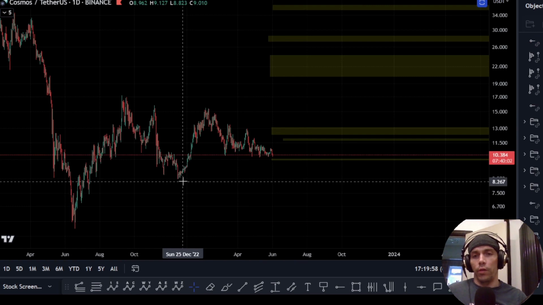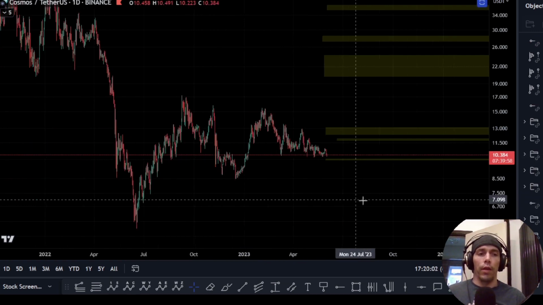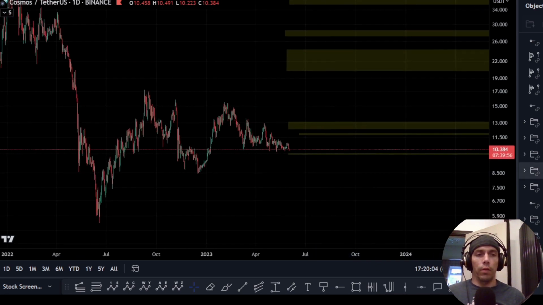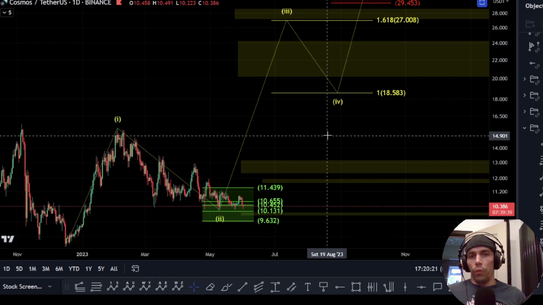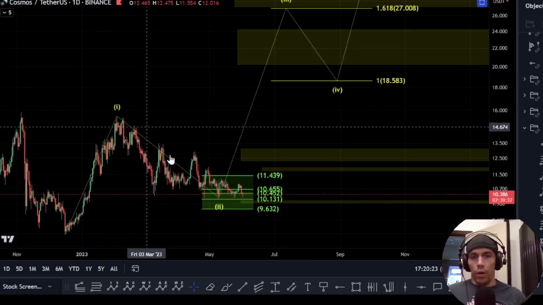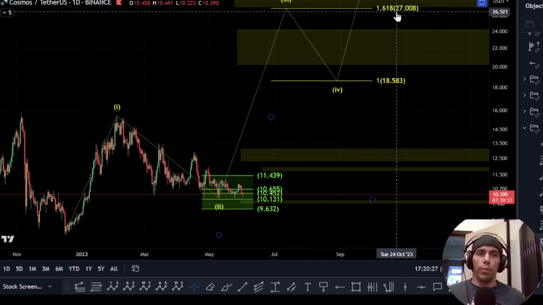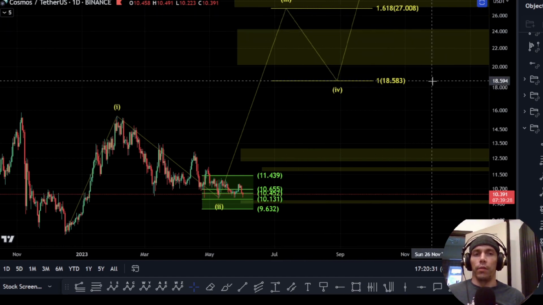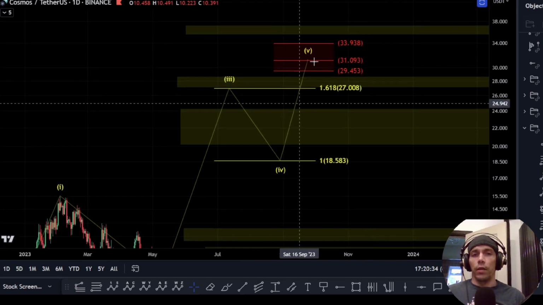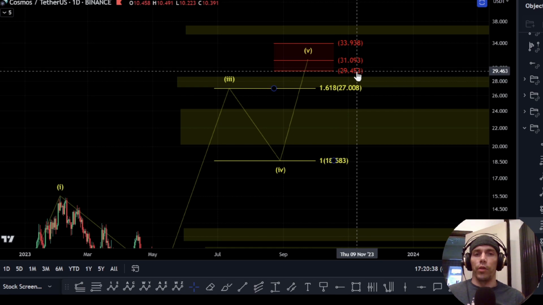Now what I'm more interested in, because this has better structure, is the second count that we've got here. Now this second count here, what we'd be looking for would be this as a C wave. So what we'd actually be looking for with this would be that this would be a 1-2, and then we'd be looking for this third wave to the upside. So this third wave would be this $27 region, then a fourth wave down towards this 18.58 roughly, and then an additional fifth wave looking to push us up towards this 33.93 to this 29.45.